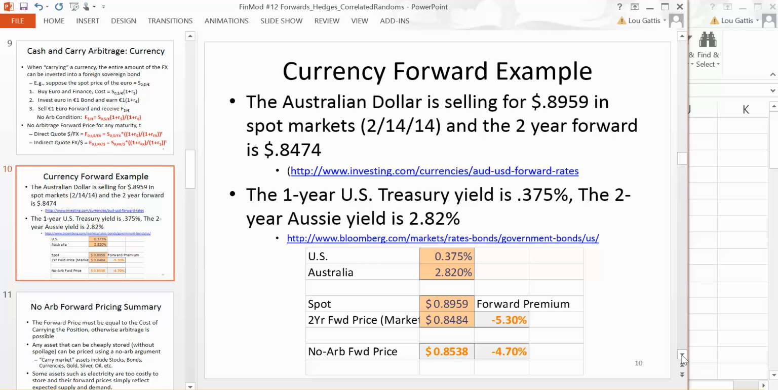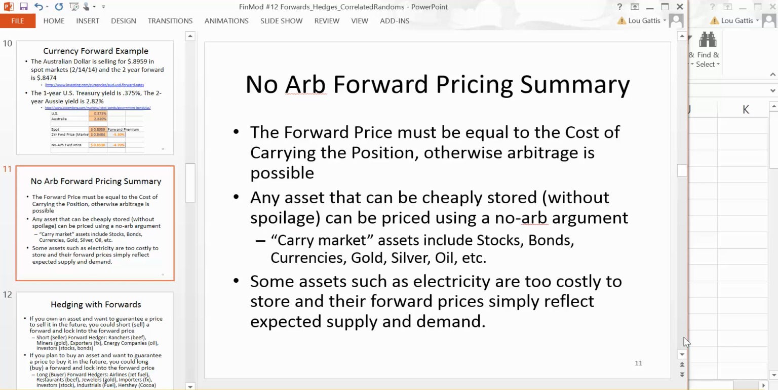So now we talked about how to price forwards. We'll move on to using them to hedge. But let's summarize. Forward prices must conform to no arbitrage arguments. In other words, in equilibrium, the price should be one in which there's no arbitrage left in markets. And if we can do a cash and carry arbitrage, the forward price should be equal to the spot price times 1 plus the carrying cost.